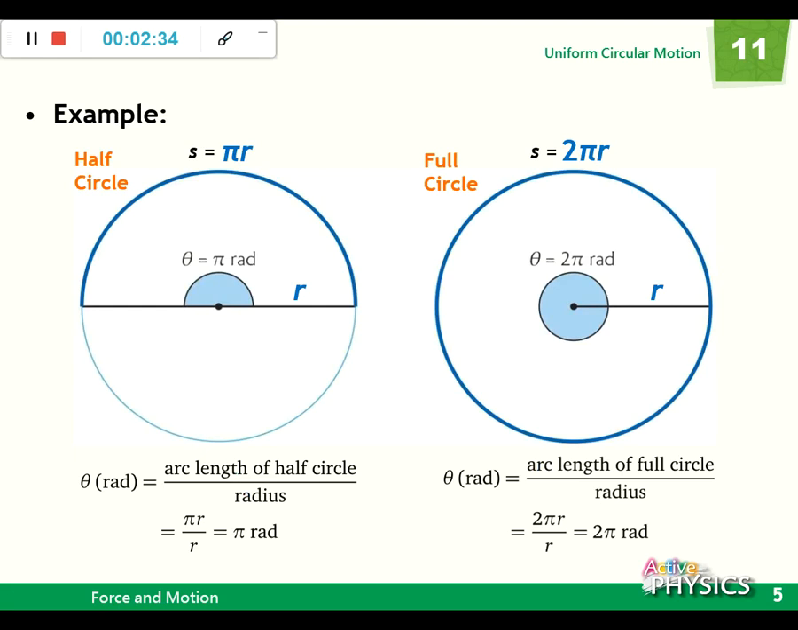Now look at this example, half circle and full circle. Look at the full circle. The total arc length of a full circle should be 2 pi r, and then overall should be 2 pi radian. Now, pay attention. From now on, for 1 complete circle, the total is 2 pi radian. It means that 2 pi radian is equivalent to 360 degrees.